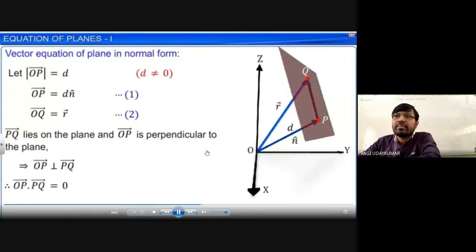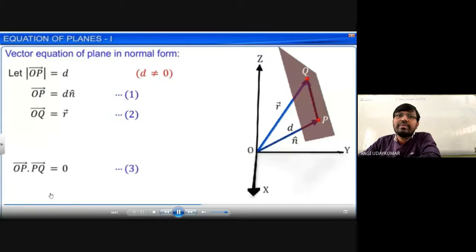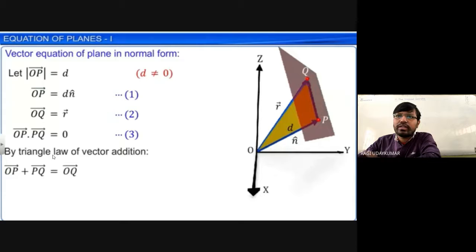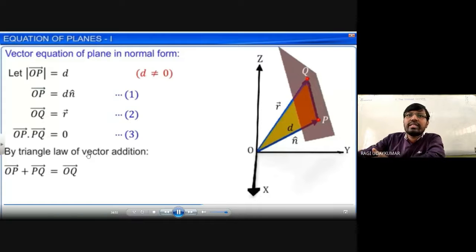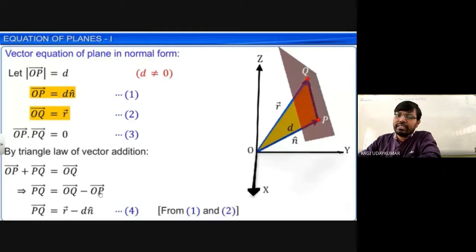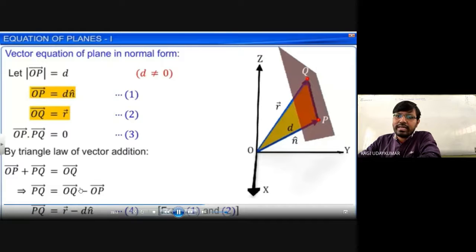OP is perpendicular to the plane, which means the dot product of OP and PQ will be equal to 0. When two vectors are perpendicular, their dot product will be equal to 0. Using the triangular law of vector addition, you can write O to P plus P to Q equals OQ. This you have already learned in the vectors chapter. So the PQ vector can be determined as OQ minus OP.